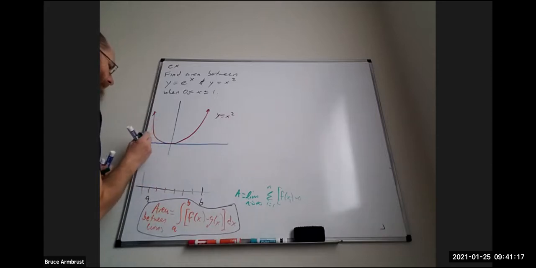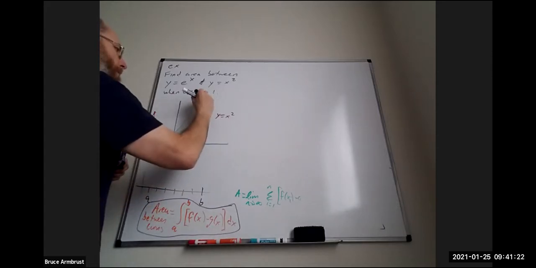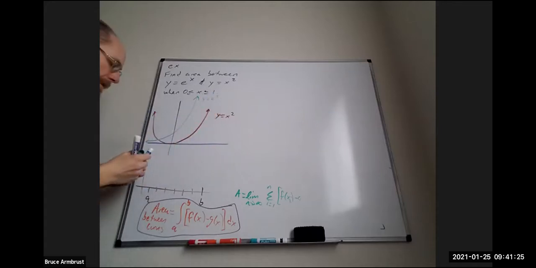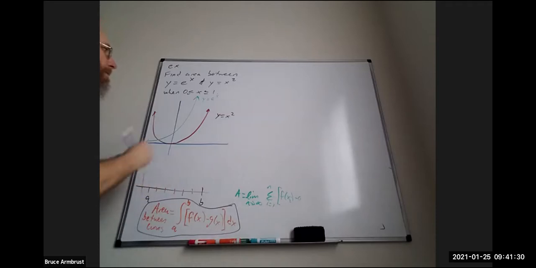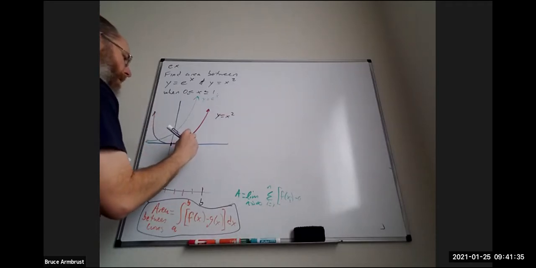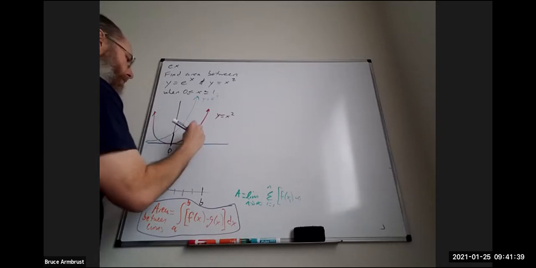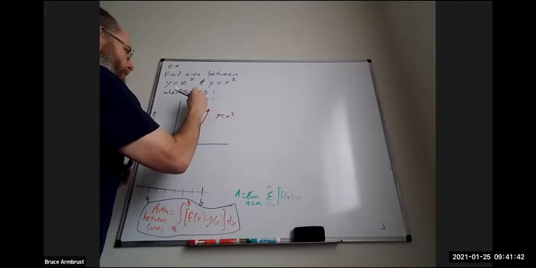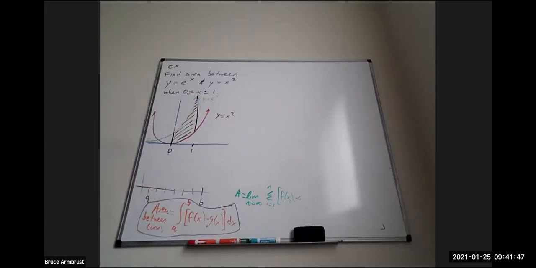That does something like this. And we're going to be between 0 and 1. So here's x equals 0. Here's x equals 1. So we're looking at the area of that shape right there. Okay, so that black hatched in region, that's what we're looking at.